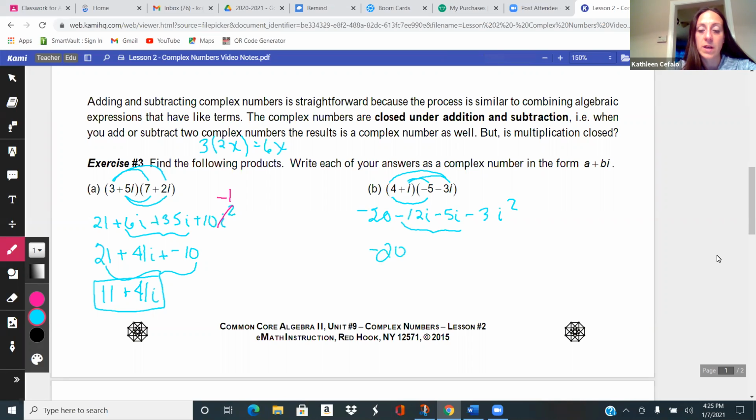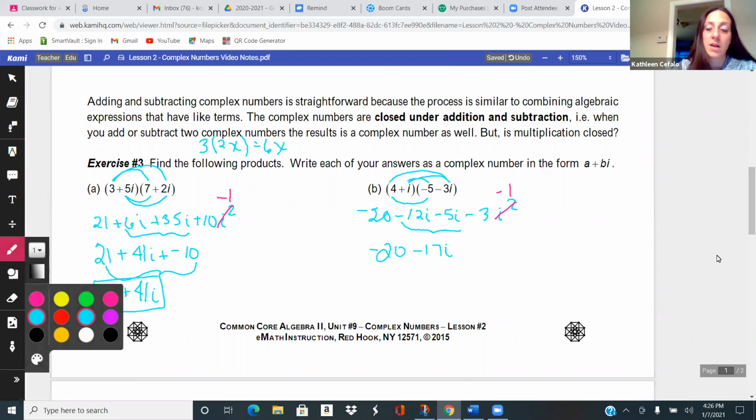Okay, so we're going to combine like terms. So I have a -20, -12i, -5i, how about -17i? And now over here, we have a -1, right? i squared is -1. So -3 times -1, this is really going to be a +3. Okay, so if I combine one more, -20 and the +3, that's going to get me -17 minus 17i. So far we are still getting complex numbers.